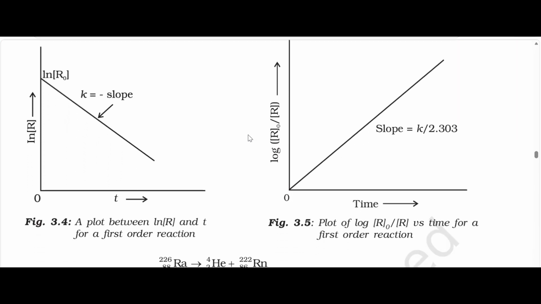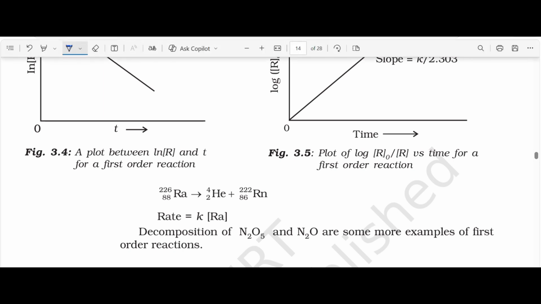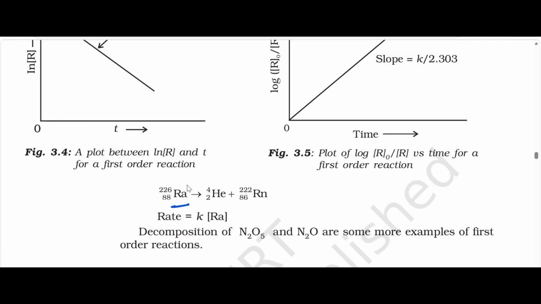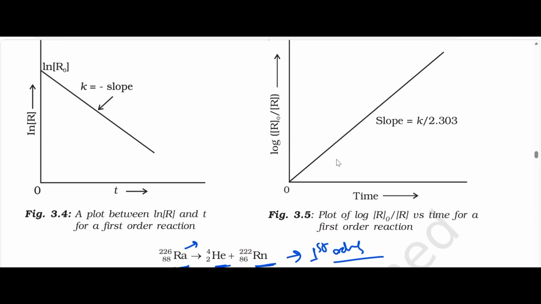Clear? For example, radium is a radioactive element. It undergoes natural decay into helium and radon. So this is also considered a first order reaction. Clear? Now a few more graphs are also given in the NCERT. What would be the graph?